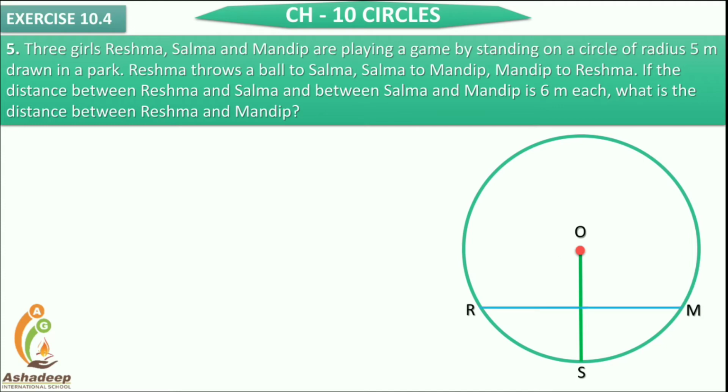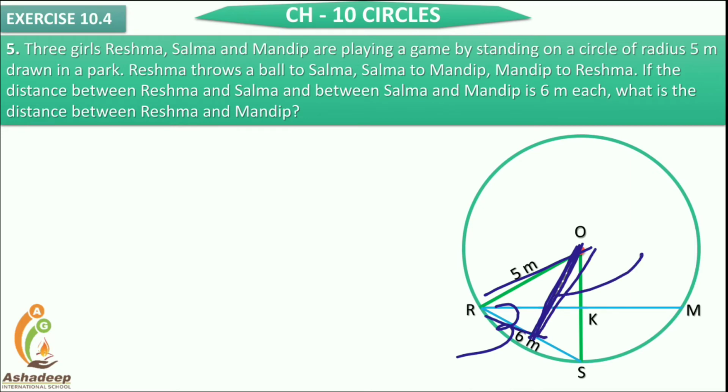Now I have to find out the distance RM, right? Okay, now let's move. This is the point, intersection point K. Now OR is the radius 5, right? RS is 6, given already. Now what I'm going to do here is draw the perpendicular line from here. If I do the perpendicular line, it obviously bisects, so it is going to be 3. So this is 5, this is 3.